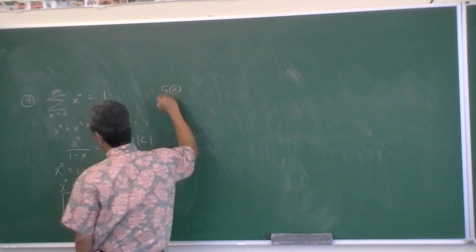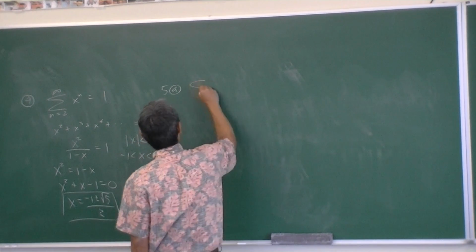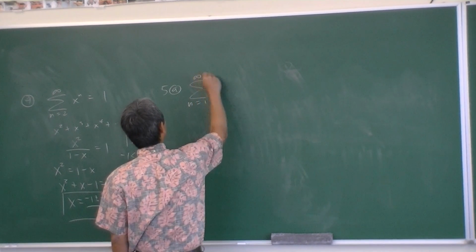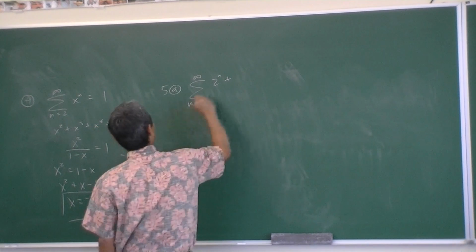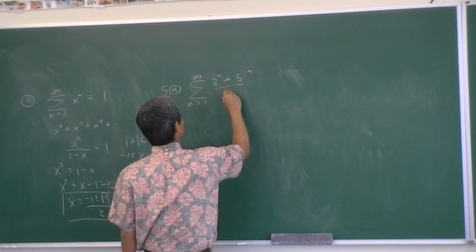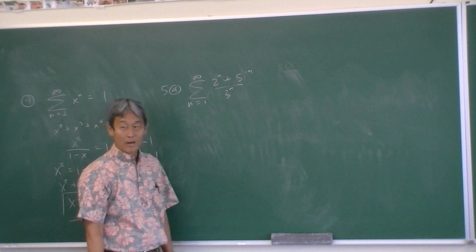Okay, 5a. Sigma n equals 1 to infinity of 2 to the n plus 5 to the negative n, all over 3 to the n. Now, if you write out the first 3 terms, it's all haywire, right?